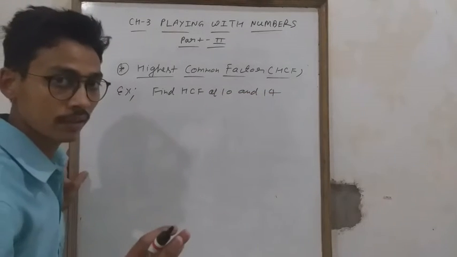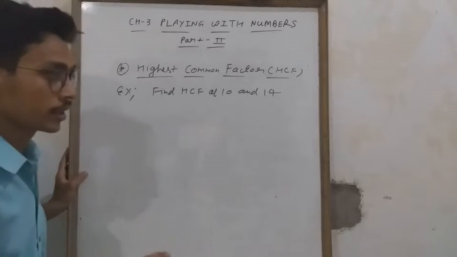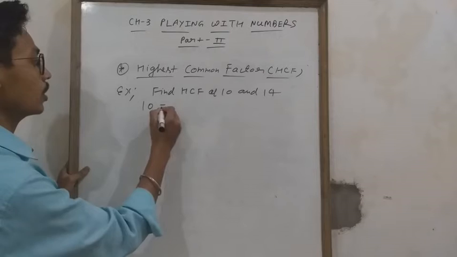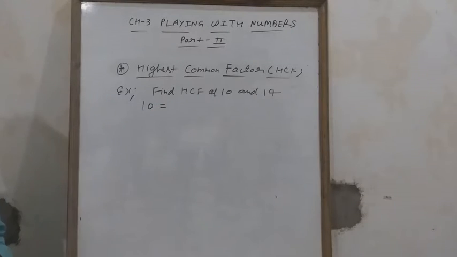10 and 14. Clear everyone? Okay. This is the simple method I am going to explain. So you know that 10, you can write out what? What is the factor of 10? Everyone tell me, what are the factors of 10?